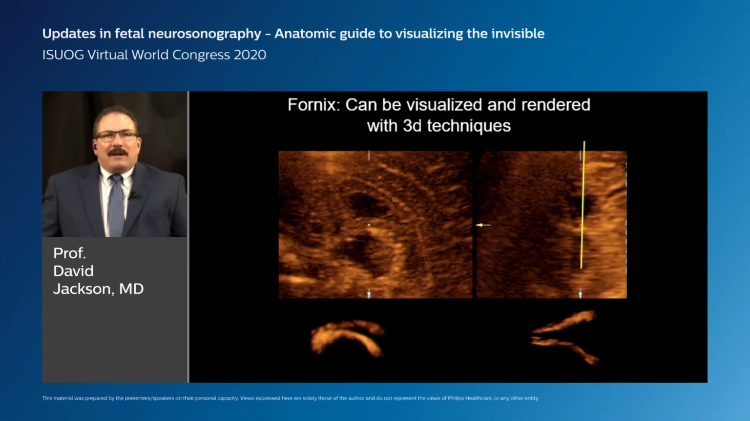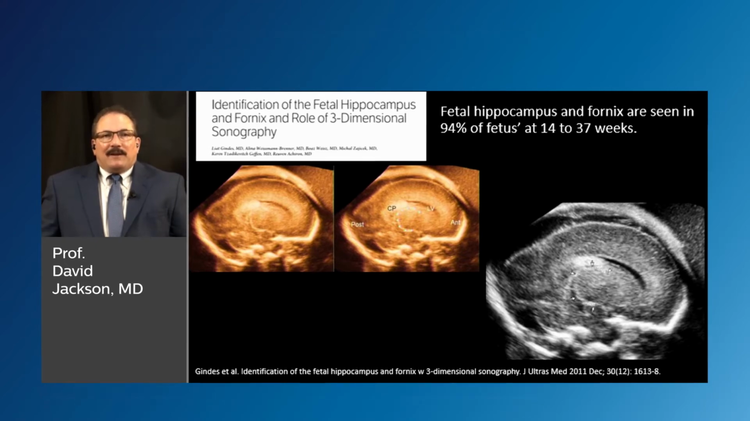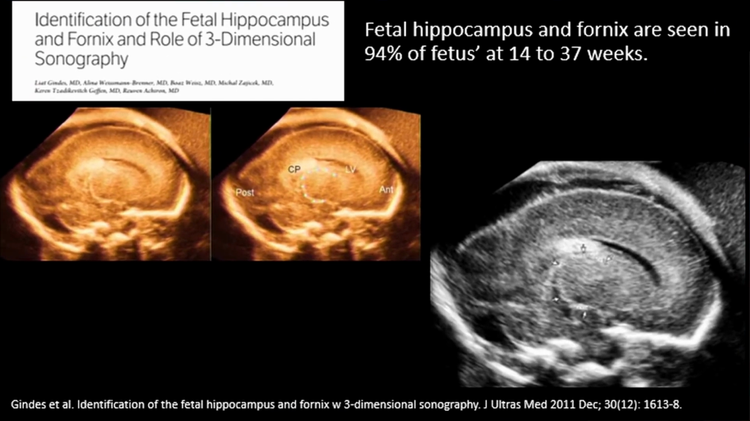We can visualize and render the fornix with three-dimensional technique. The identification of the fetal hippocampus and fornix has been published as a role of three-dimensional sonography, although we must be cautious as we continue to learn what we are seeing, as this may also incorporate the stria terminalis and the hippocampal sulcus. It is stated that this structure is able to be seen in 94% of fetuses from 14 to 37 weeks, so it simply requires us to look for it in the correct plane.